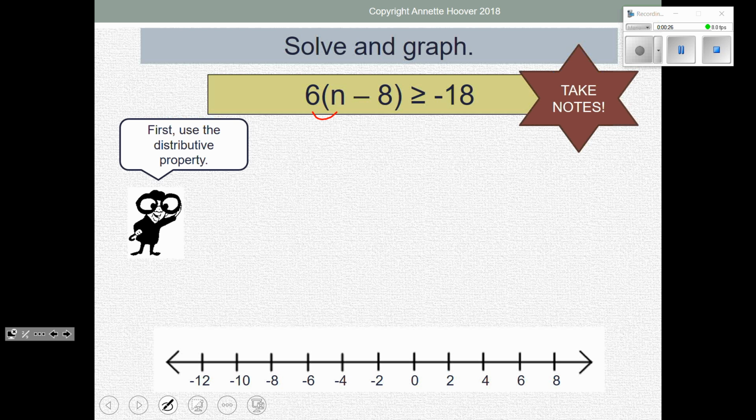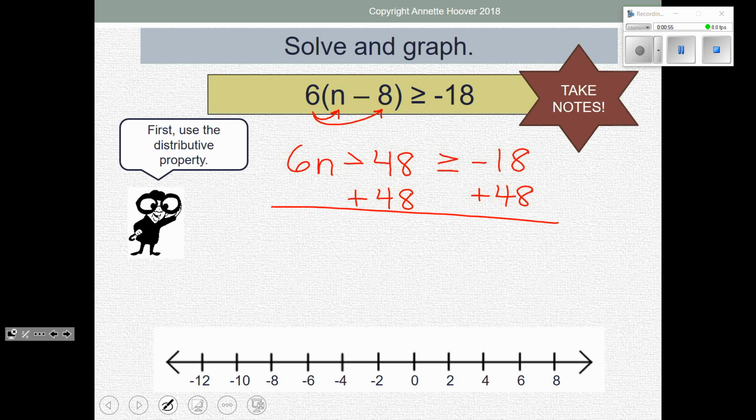So we're going to multiply 6 times each term in the binomial inside the parentheses. 6 times n is 6n. 6 times a negative 8 is negative 48. And all of that is greater than or equal to negative 18. Now we have our two-step inequality. So we're going to add 48 on both sides.